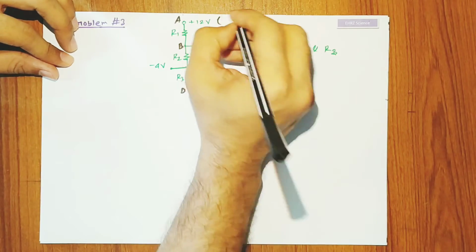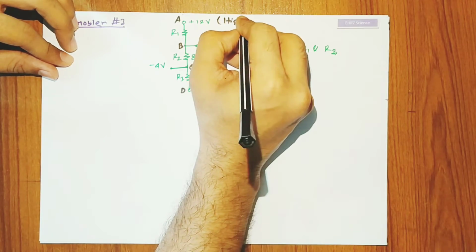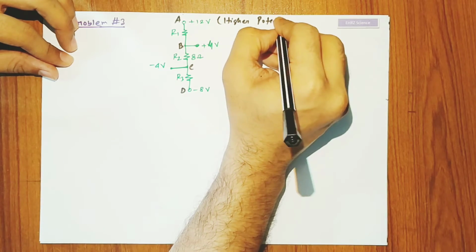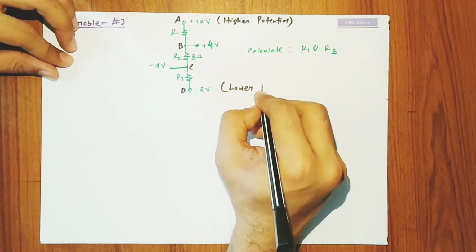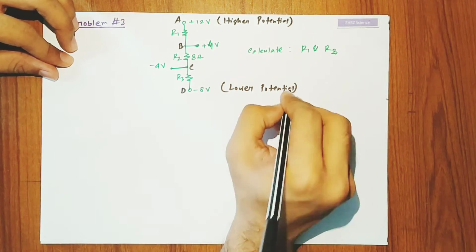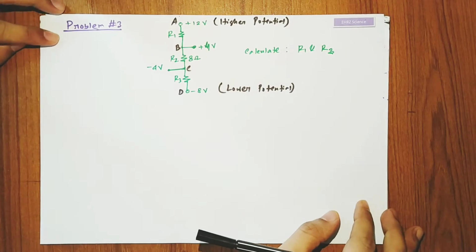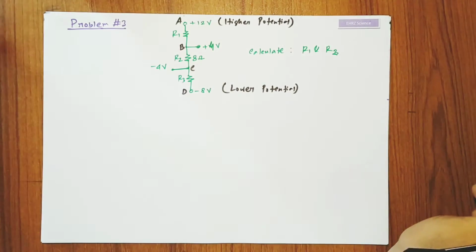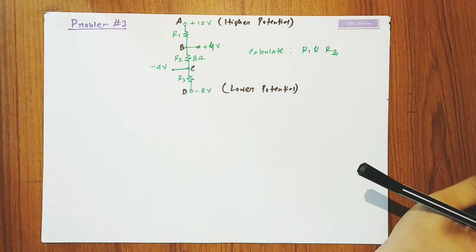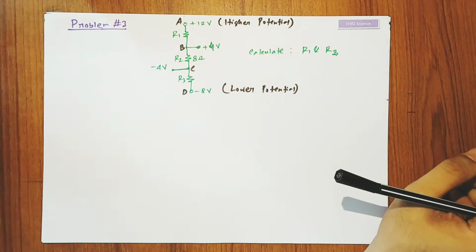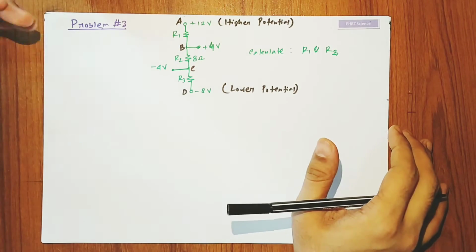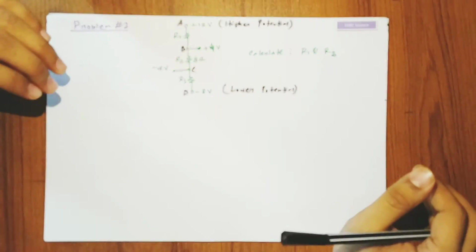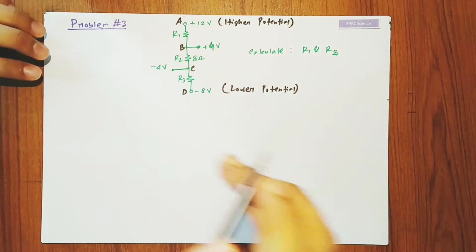So we can write down there, this is higher potential and this is lower potential. Now we have to calculate R1 and R3. This is a conceptual problem, so I hope you will watch this video properly and listen to everything which I am saying. Now let us see the solution.